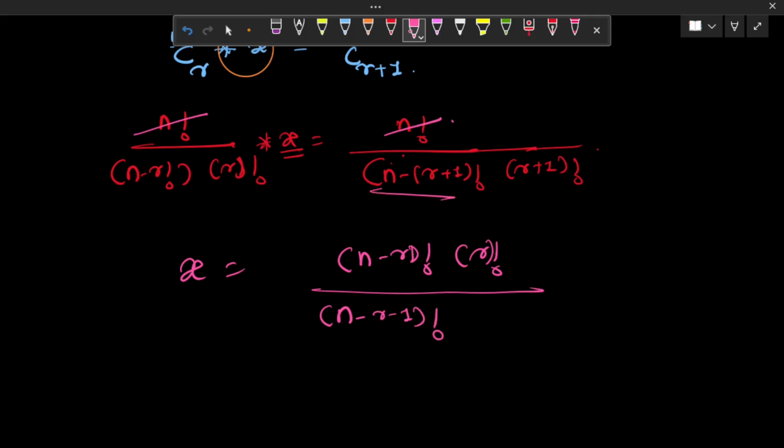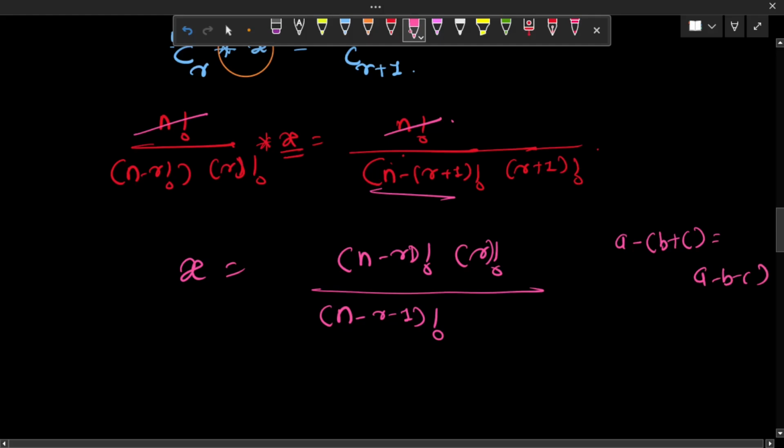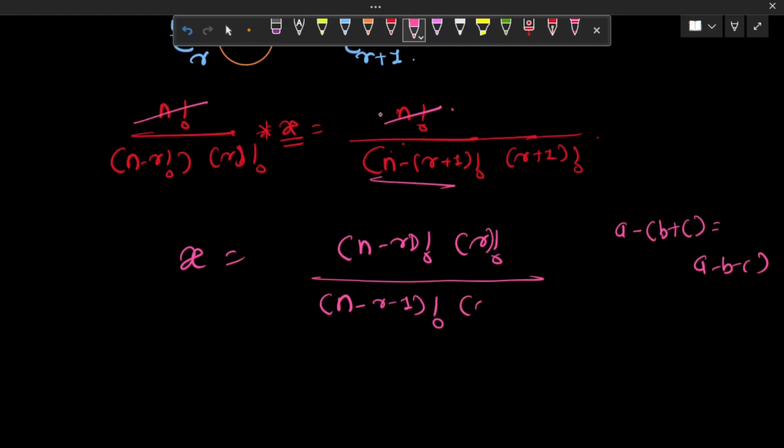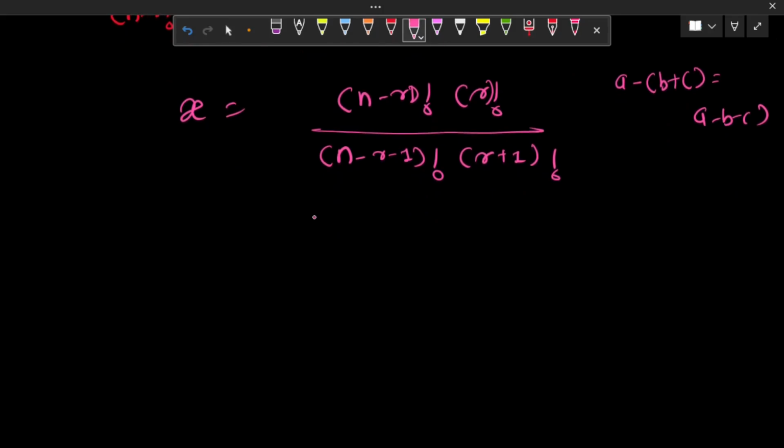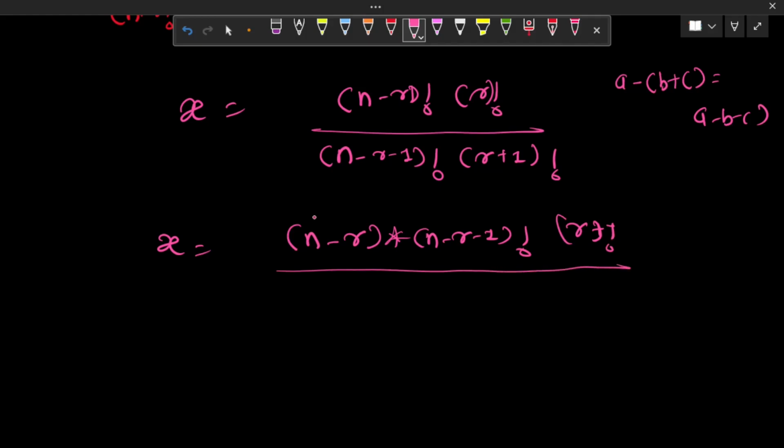Why am I writing this? Because a minus (b plus c) I can also write as a minus b minus c if I open the bracket. This is an identity, so I am following it here. And I'll write (r plus 1) factorial. So x is equal to (n minus r) multiplied by (n minus r minus 1) factorial, and this is r factorial, and this is (n minus r minus 1) factorial multiplied by (r plus 1) multiplied by r factorial.